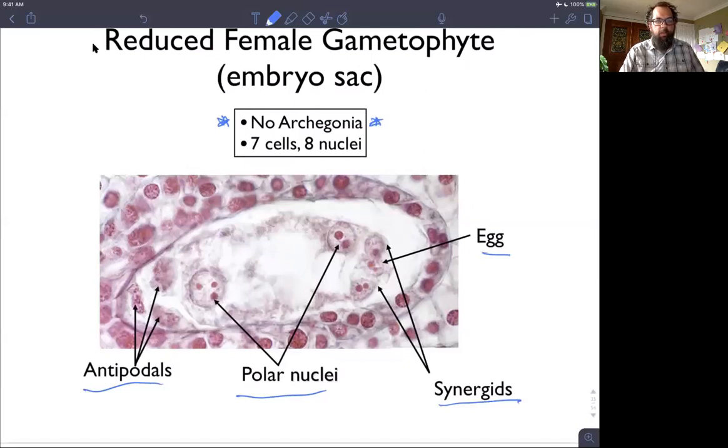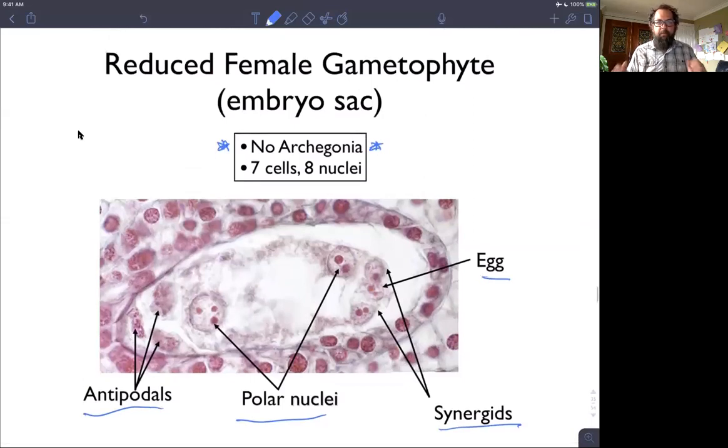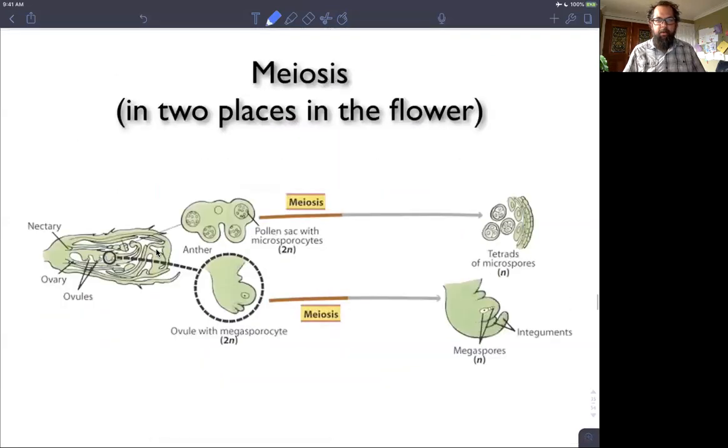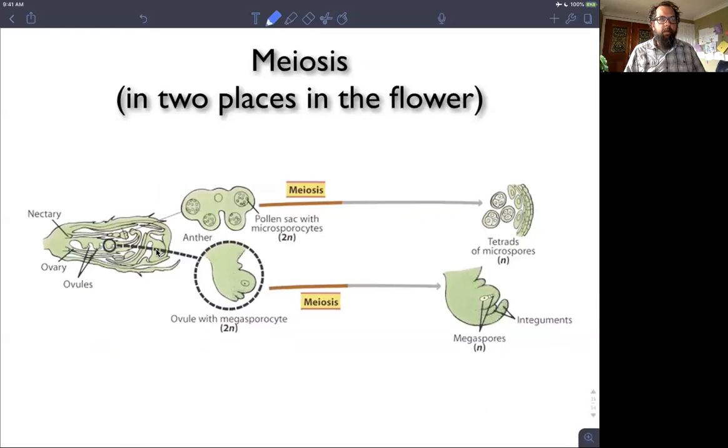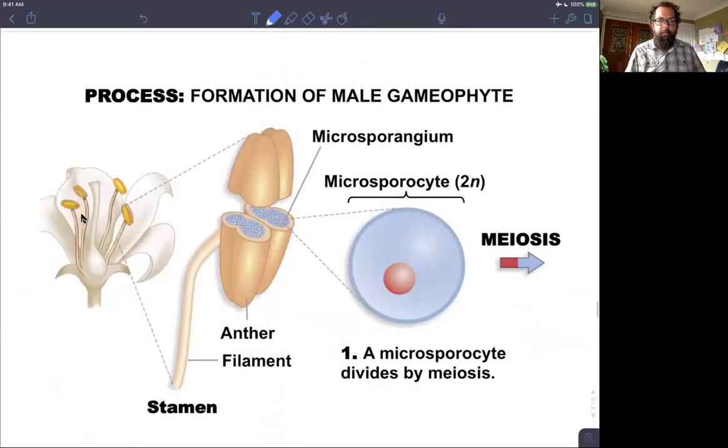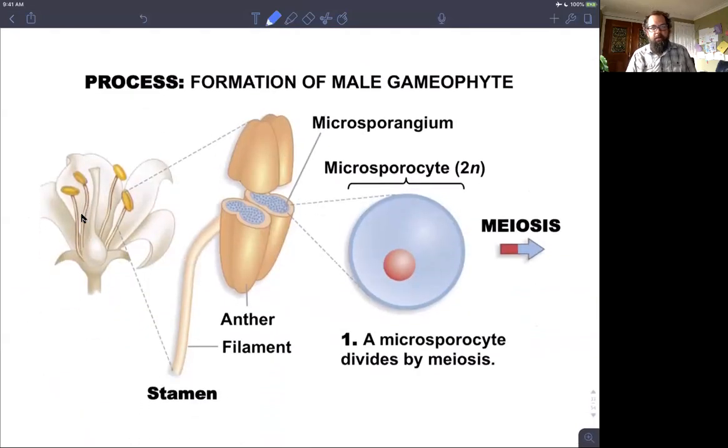Okay. So that's the development of the female gametophyte, or the embryo sac. Let's now take a look at the development of the male gametophyte, or the pollen grain. Male gametophyte, this one's a little bit simpler. And so inside of that microsporangium, or the anther sac, we have microsporocytes. These are the microspore mother cells.